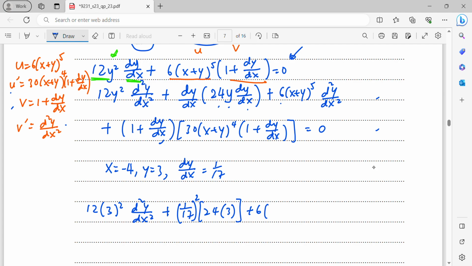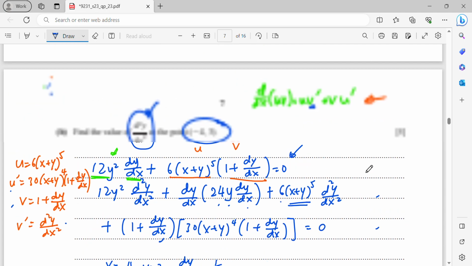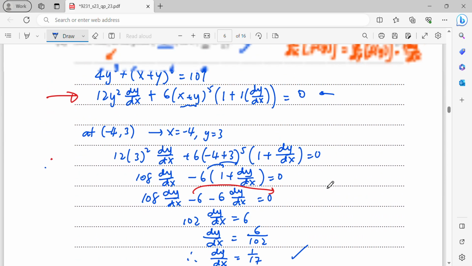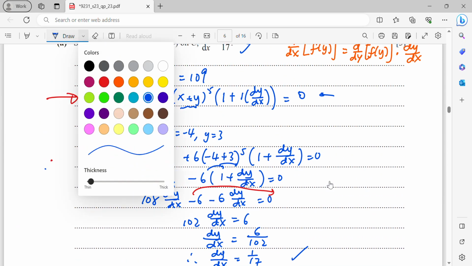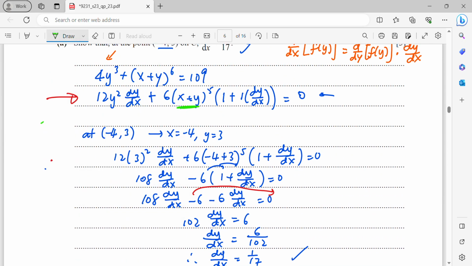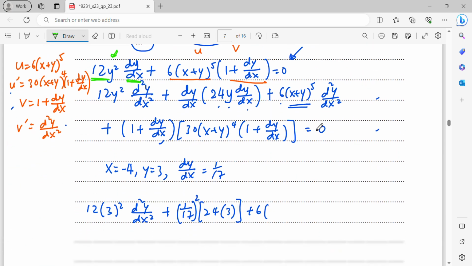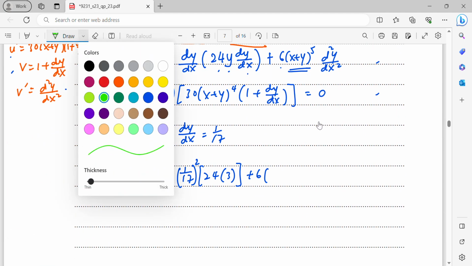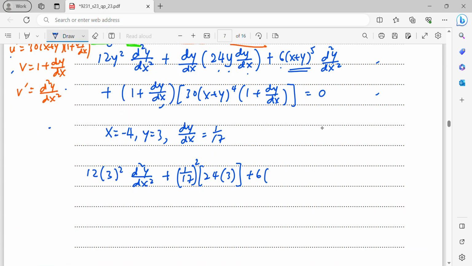So this x plus y degree 5, or x plus y itself, you can just check here. This is x plus y. See here, x plus y, I'm getting minus 1. Okay, so I will just replace it by minus 1 then. So this is going to be minus 1 degree 5. After that, d squared y.